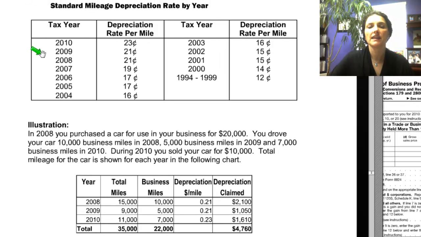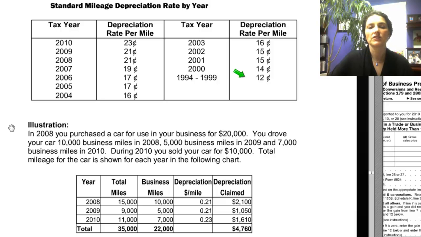For 2010, the standard mileage rate is 50 cents per mile, and for each mile that you drove or drive for business, 23 cents is for depreciation. And you can see year by year there are adjustments. In 2009, the depreciation rate was 21 cents. It was the same in 2008. 2007 was 19 cents. 2006 was 17 cents. 2005 was also 17 cents. 2004 was 16 cents. And, of course, all the way back to 1994, where it was 12 cents per mile for depreciation.